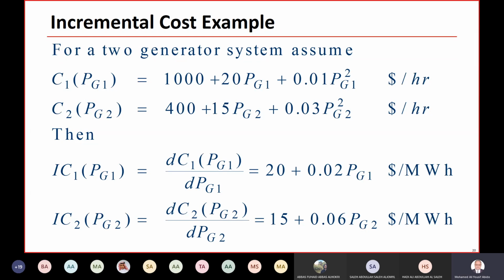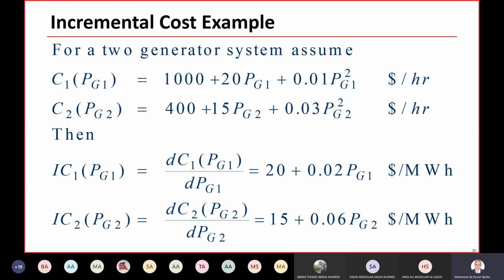The physical meaning of the incremental cost represents how much cost, how many dollars you will pay in order to generate only 1 additional megawatt. Okay?